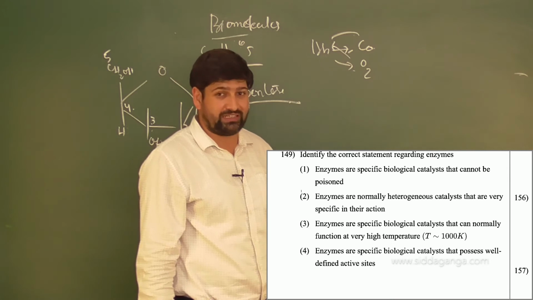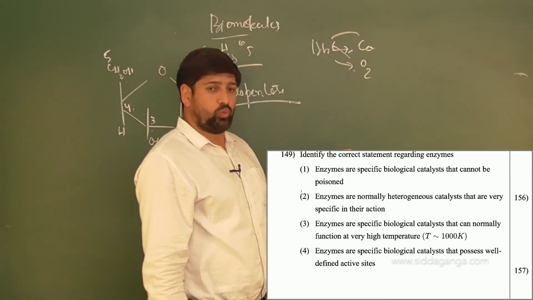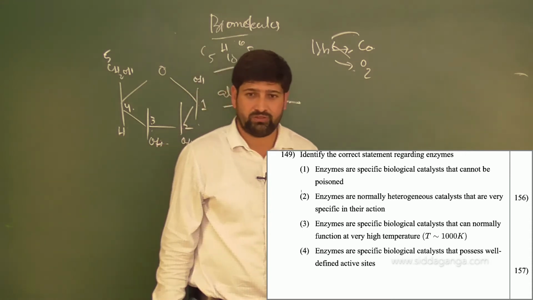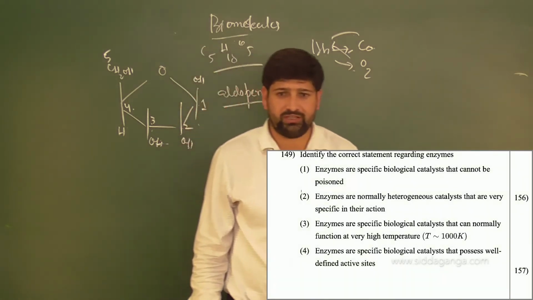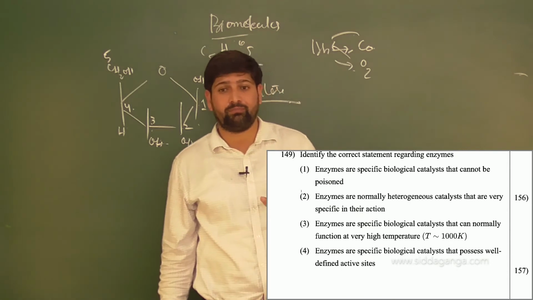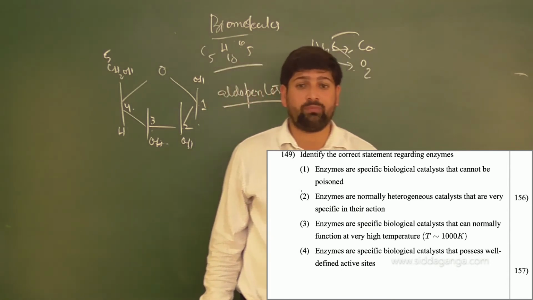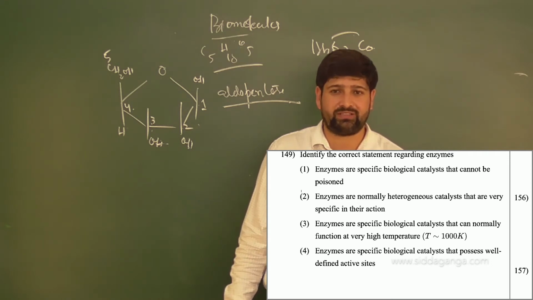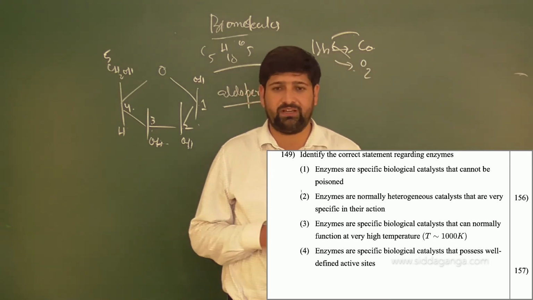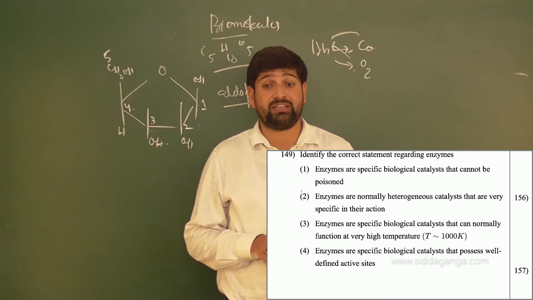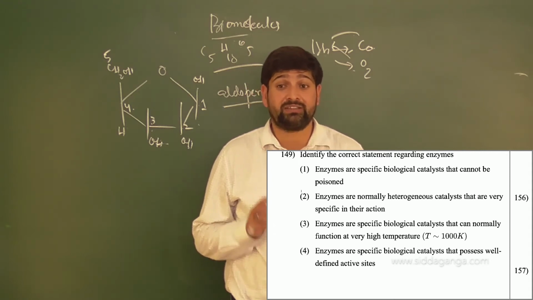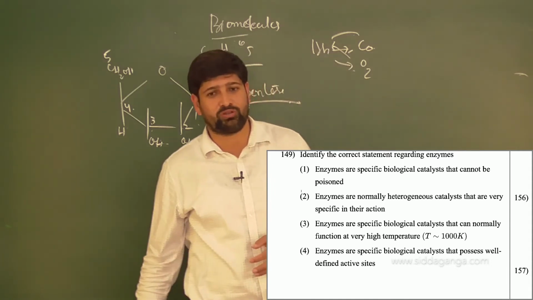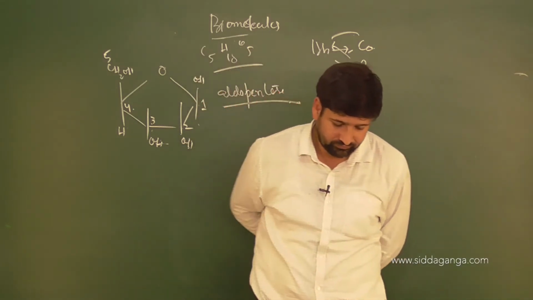Sorry, this is homogeneous catalysis, when the substrate and enzyme are in the same physical state. That's also wrong. Option 3. Enzymes are specific biological catalysts that can normally function at very high temperature. We all know optimum temperature and optimum pH are required for enzymes to work. So definitely a wrong option. Enzymes are specific biological catalysts that possess well-defined active sites. Absolutely correct. So the 4th option is the correct option for this.